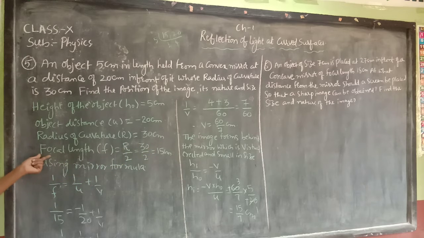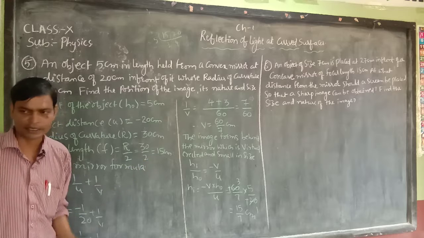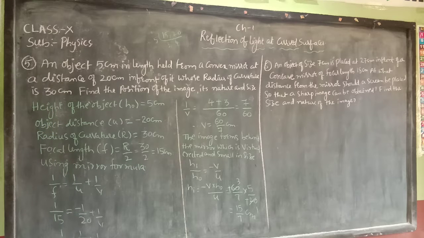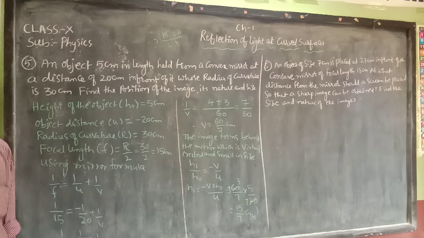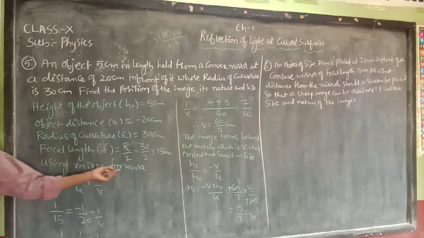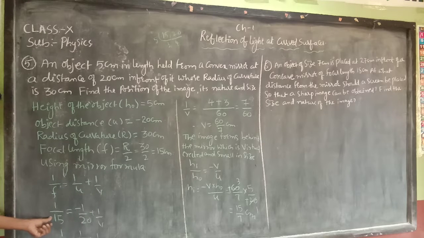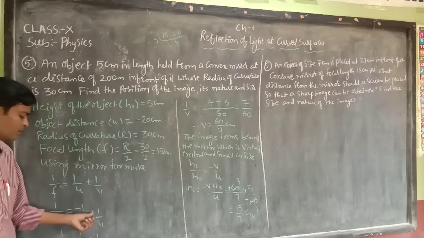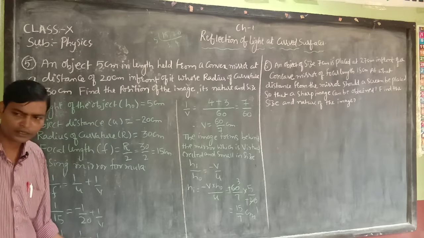With this we have found the focal length as R by 2, which is 30 by 2, 15 centimeters. Now we have to find the position of the image. Which formula should we use? Mirror formula. So using the mirror formula, 1 by F is equal to 1 by U plus 1 by V. So 1 by 15 is equal to minus 1 by 20 plus 1 by V. So 1 by V is equal to 1 by 15 plus 1 by 20.